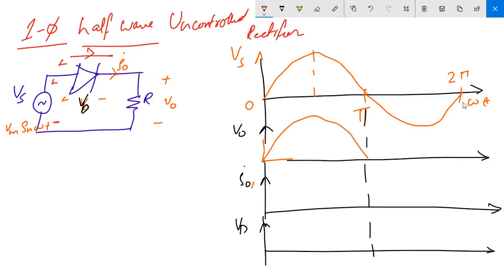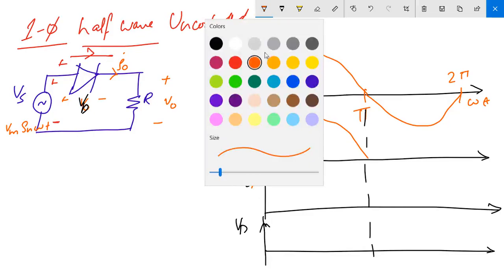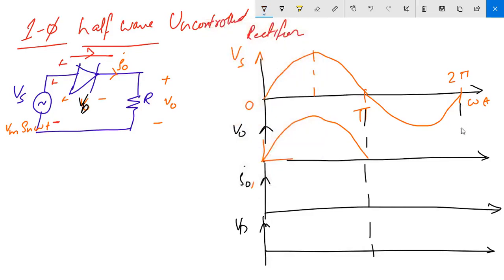But what happens during the negative half cycle? During the negative half cycle, this terminal is negative and this is positive. So the diode is reverse biased, so it behaves as an open circuit, right? It behaves as an open circuit.